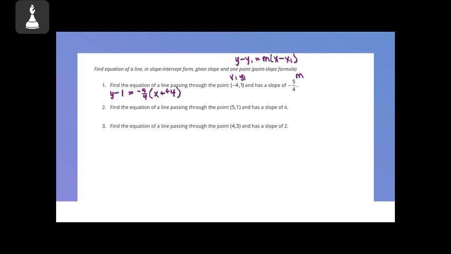In order to get to slope intercept form, I'm going to have to distribute this negative 5/4 out. So y minus 1 is going to stay. I'm going to have negative 5/4 times x, so just negative 5/4 x. And okay, so if I do this, negative 5 times 4 is negative 20. Then divided by 4 is negative 5.